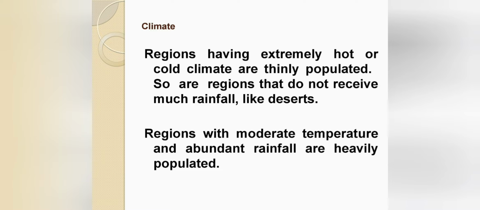We can see Greenland in the northern hemisphere, which is also a frozen part of the northern hemisphere. So that area is not highly populated. They are very thinly populated areas. The reason behind that is their climatic conditions. Other reasons are that they do not receive good rainfall, like the deserts, because there is scarcity of water. The fertile land is not there. So people do not prefer to live in those particular areas. Okay, so climate is also one of the deciding factors for the distribution of population.